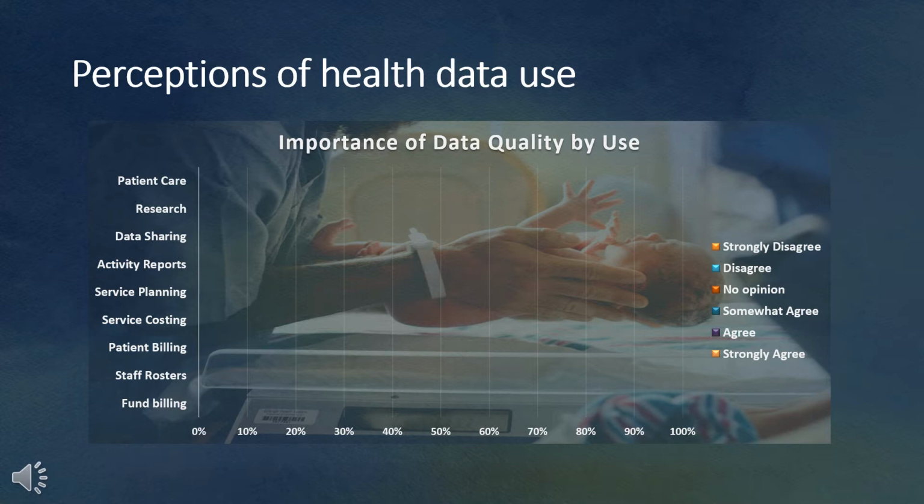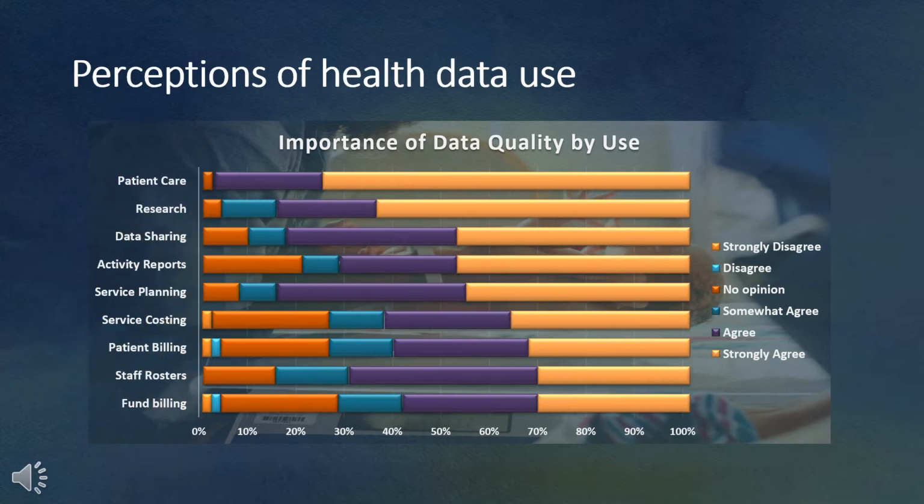Down the left axis, we see the type of data usage, for example, patient care. Each of the coloured segments represents the sum total of responses for each scale item. By way of an example, you can see that the gold colour represents all the strongly agree responses.